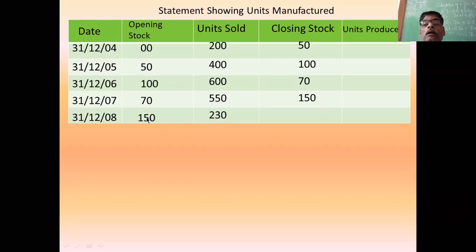Okay. Like this, you have to consider the closing stock of the previous year as the opening stock for the current year. And fifth year closing stock is 20. This 20 closing stock will be opening stock for 2009. Okay, now you calculate the unit produced. Opening stock plus unit sold minus closing stock. It is 250. Unit produced.